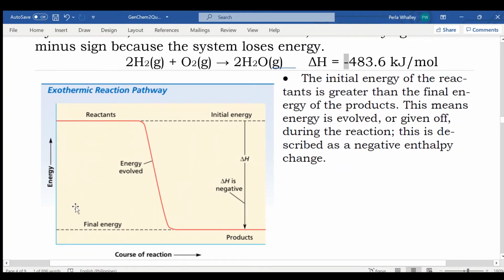By looking at this graph, this figure, here this is energy, and here is the course of reaction. This is the x-axis, and this is the y-axis. So the energy of the reactants is higher compared to the energy of the products, which is here. So during the reaction, that means the energy was released, resulting in the lesser energy of the products. So the delta H is negative.